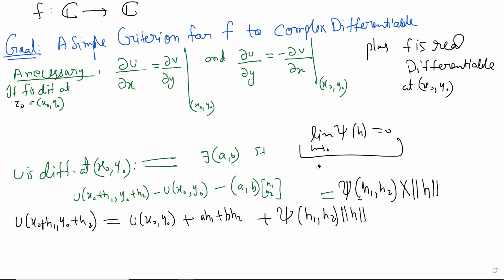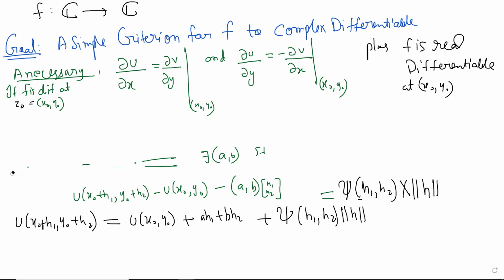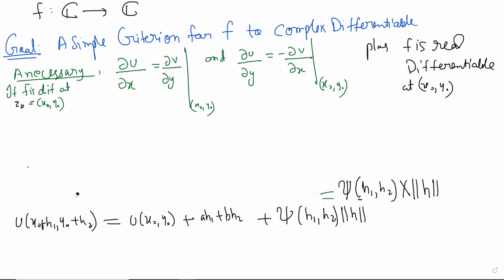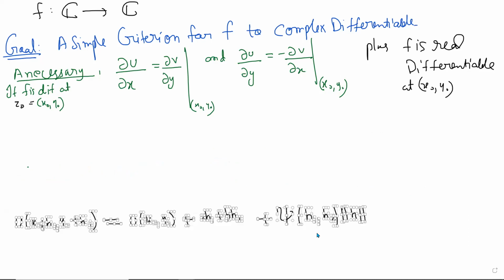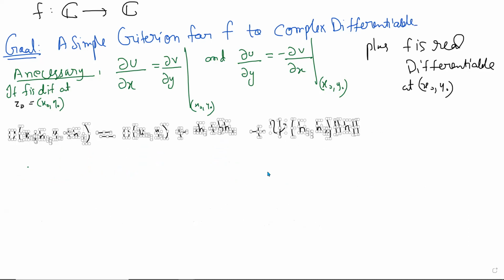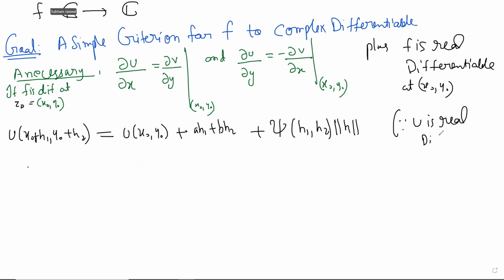Okay, so let us see. Let's start with this equation. This equation is just saying that u is real differentiable. This way of writing the fact that something is differentiable is very useful for proving the chain rule and many other things. It really captures the essence of the derivative, that is, linear approximation.